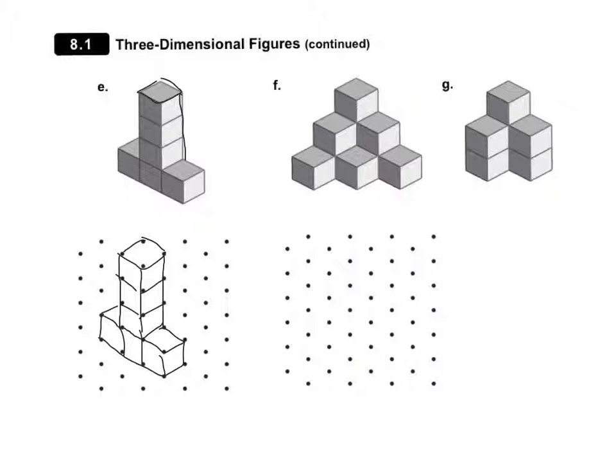So after we color it in, we can go ahead and count our blocks. So this one's fairly easy to count. We can see that there's 1 block on the top, 2, 3, 4, 5, 6 cubes.